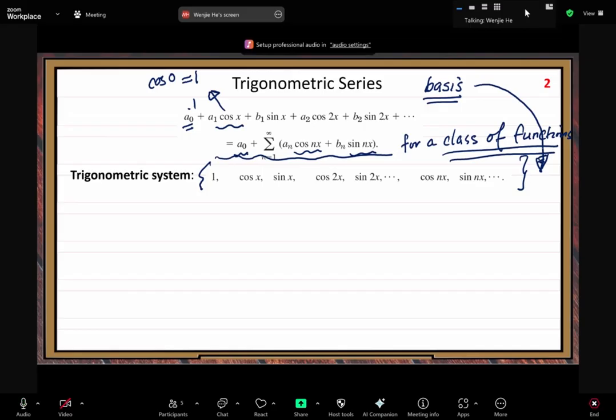This class is a very important class in our real world applications. It's called square integrable functions. I will explain this class.